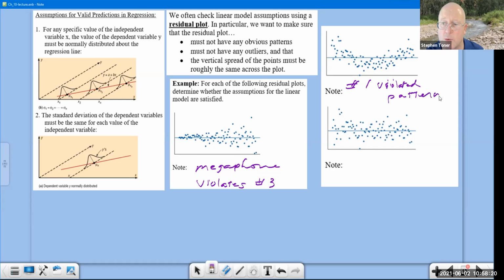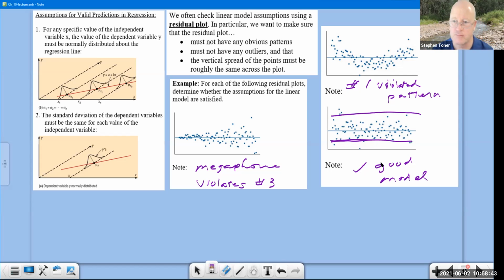But what we really would prefer is this one here. This is a good model, and the assumptions are met here because there's no obvious pattern, there are no outliers in particular, and the spread is pretty much about the same going across. They're all between those two values there. So that's what we are checking when we are trying to have good residual models, the residual plot.